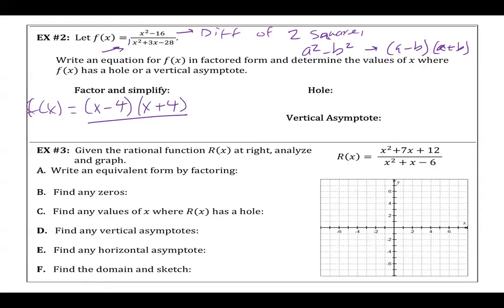So this is simple. It multiplies to give me negative 28, but adds to give me 3. 7 and negative 4. So my factors are x plus 7 and x minus 4. Once I'm in this factored form, like we learned in our previous unit, I should be able to identify my holes and my asymptotes, correct? So my hole is where? At x equals 4. And where's my vertical asymptote at? x equals negative 7, okay?